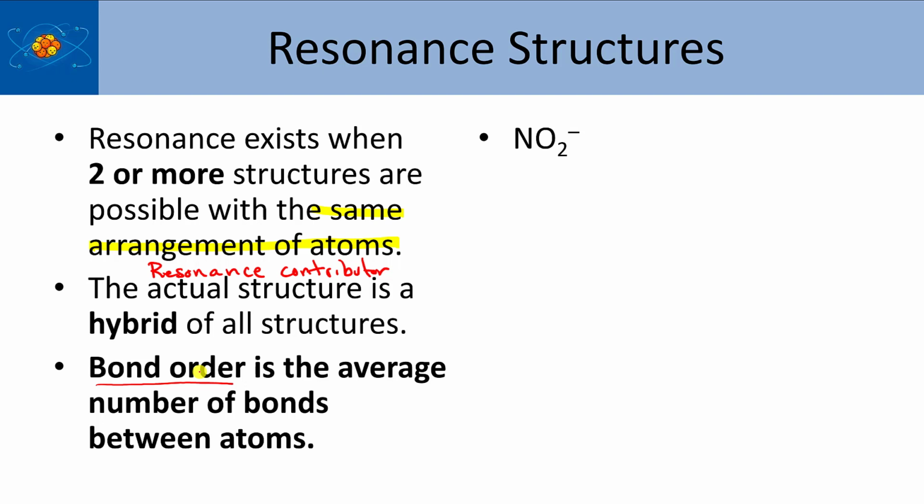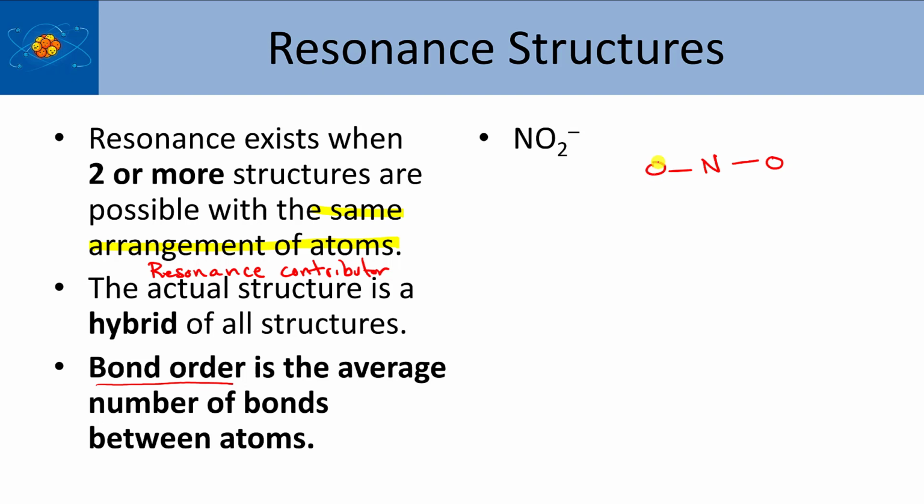So we're going to do nitrite ion. So we have to draw a skeleton. And in the oxoanions, oxygen is never the central atom. So we're going to draw nitrogen, and we'll draw oxygen on it, like that.